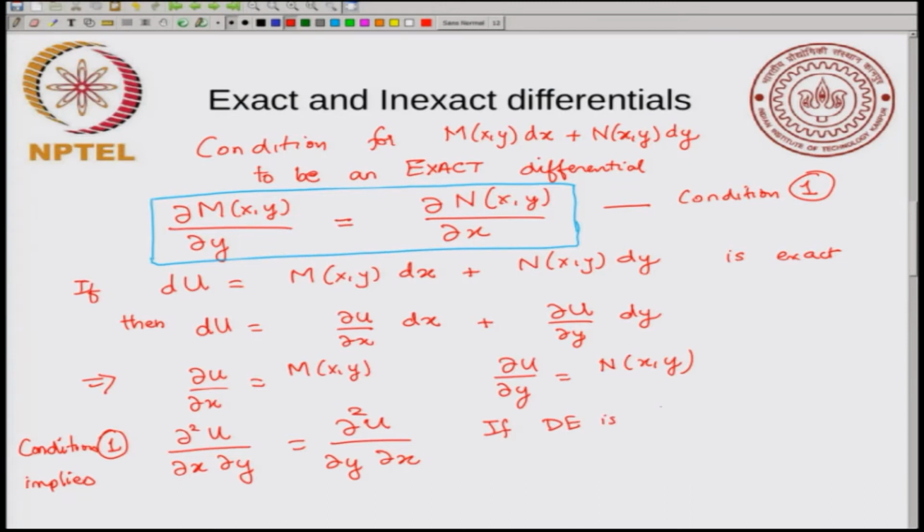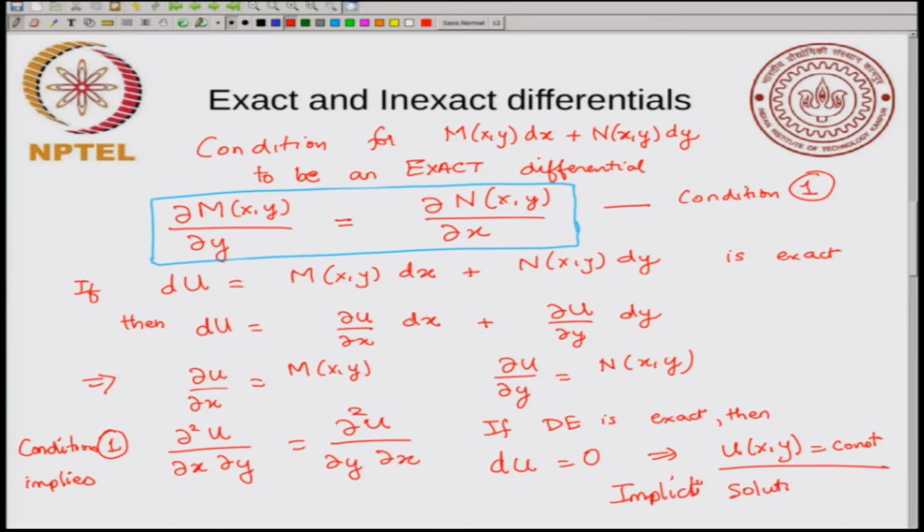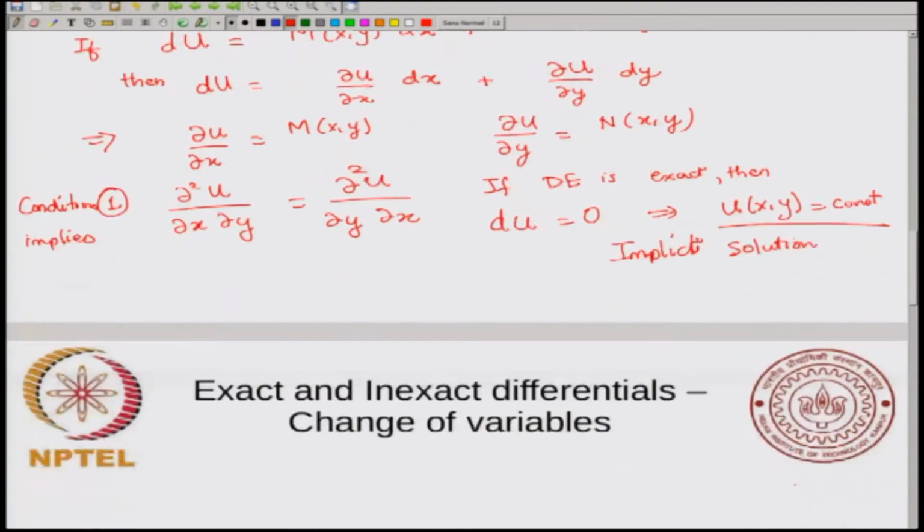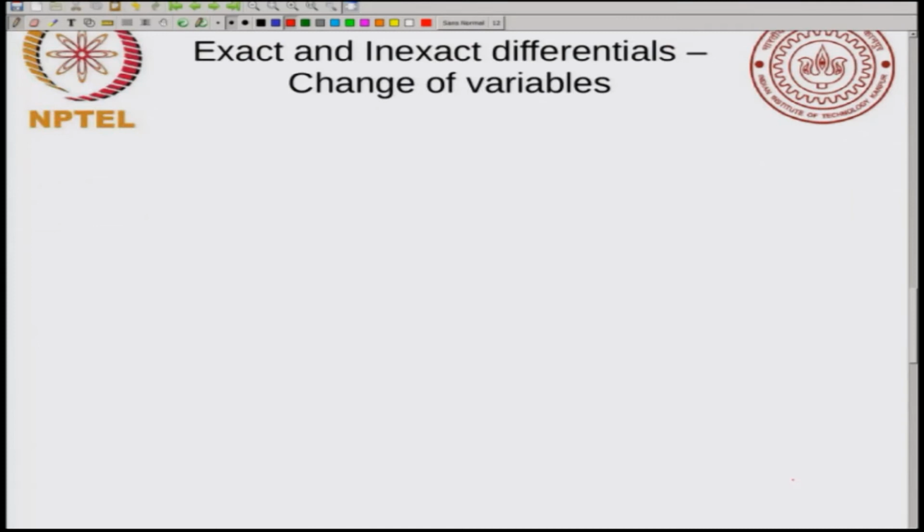If dE is exact, then you have these two conditions, you have ∂u/∂x equal to M. So, then du equal to 0 implies u(x, y) equal to constant. This is your implicit solution. So, you can solve the differential equation very easily if it is exact. Okay. So, let us take an example. I will not discuss the change of variables yet.